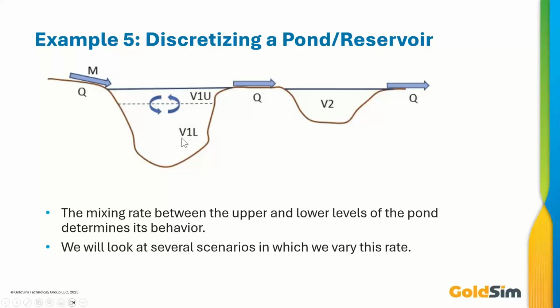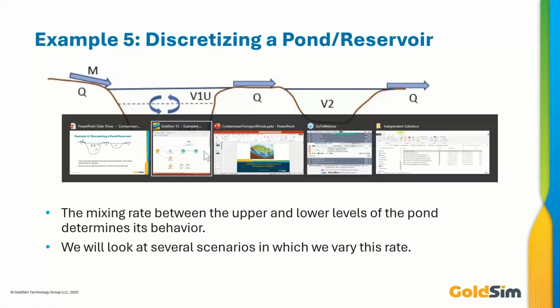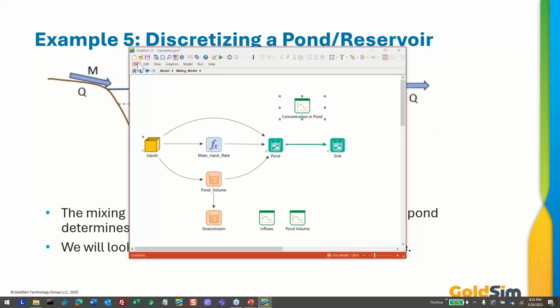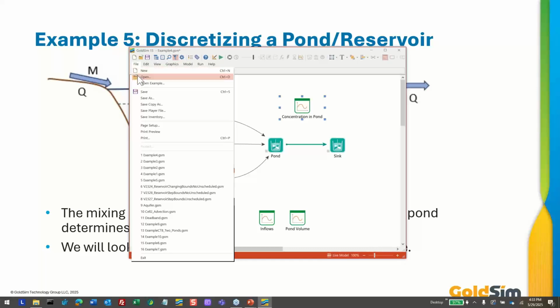Let's say it's very, very deep, and let's say we're in the summer and we've got some temperature differences. The deep water is cold and the shallow water is warmer, and so there's a thermocline here, and maybe there's not a lot of mixing. And how would we represent a system like this in GoldSim? Well, let me show you an example that kind of simulates that system.